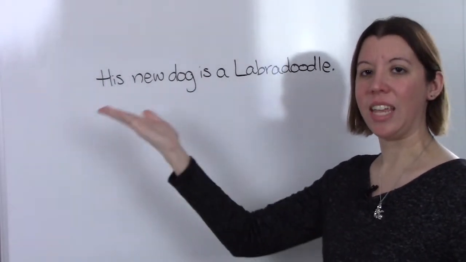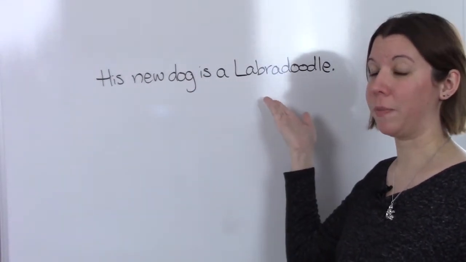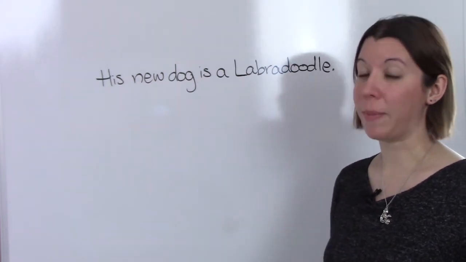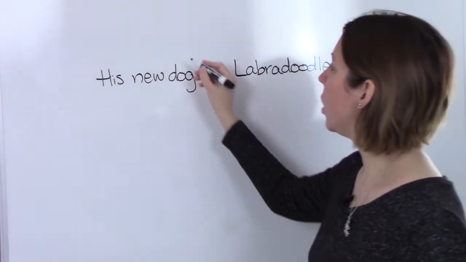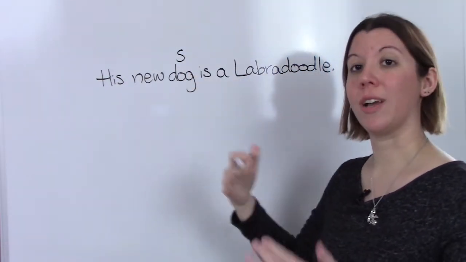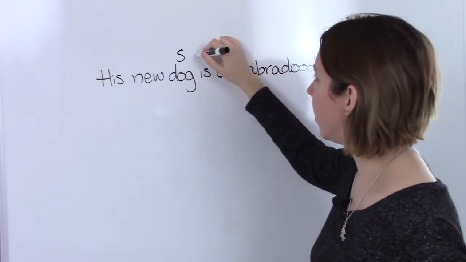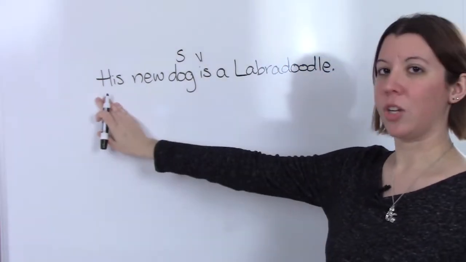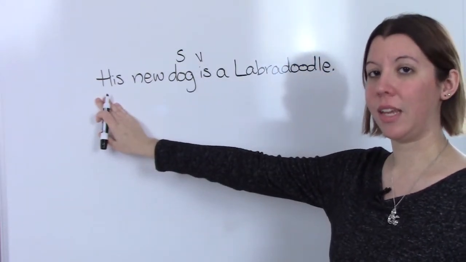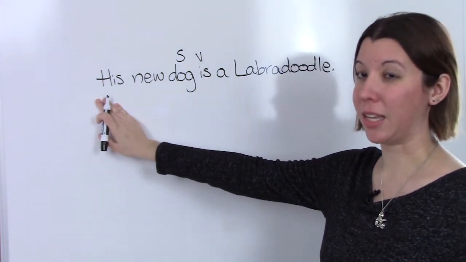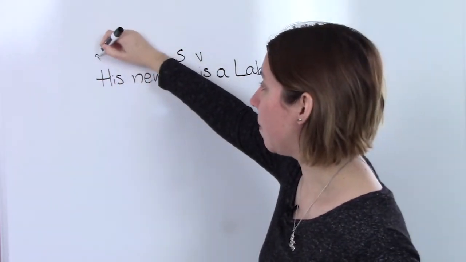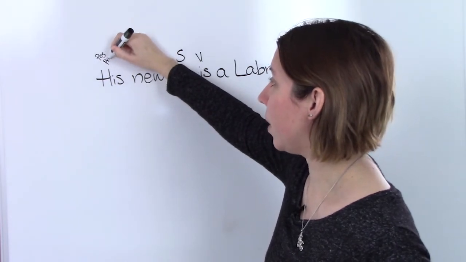Let me show you another one. Here's the sentence, his new dog is a Labradoodle. The sentence is not about his. The sentence is about the dog. Dog what? Dog is, subject verb. So let's go back to the start of the sentence. His is what part of speech? It's the one that we just learned about today. It's a possessive pronoun. So we label it POS pro.